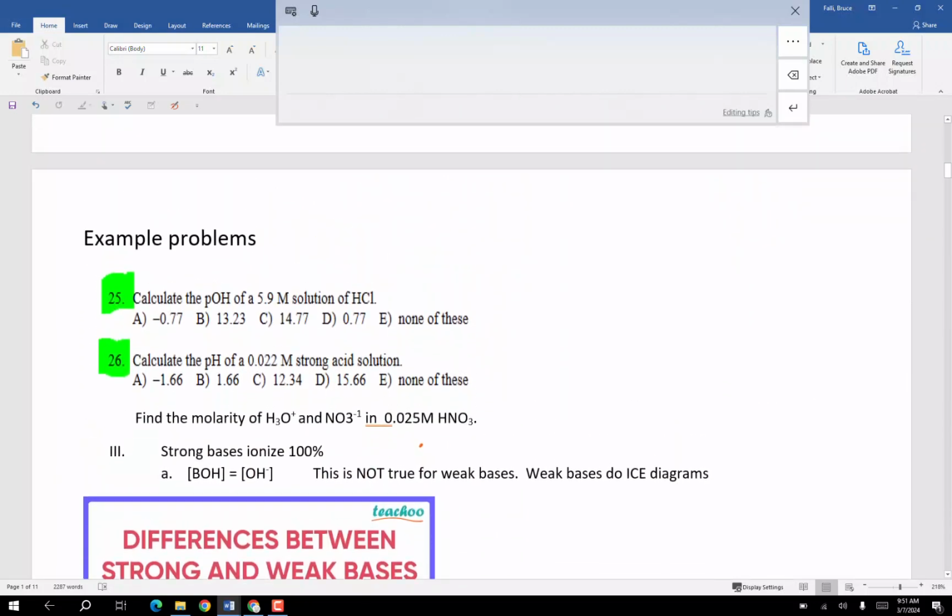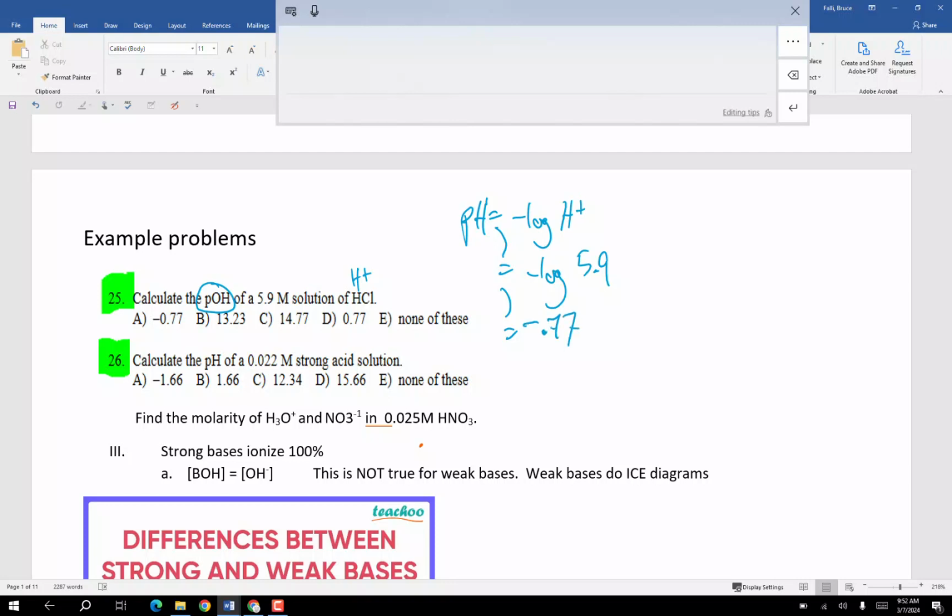Sample problems. Calculate the pOH, that's not pH, of a 5.9 molar solution of HCl. Hey, that's H positive, right? So if I'm 5.9 molar HCl, that means I'm 5.9 molar H positive. So the first thing I'm going to do is pH equals negative log of H positive. Negative log of 5.9, and negative log 5.9 is negative 0.77. Told you. See, there's some negative pHs.